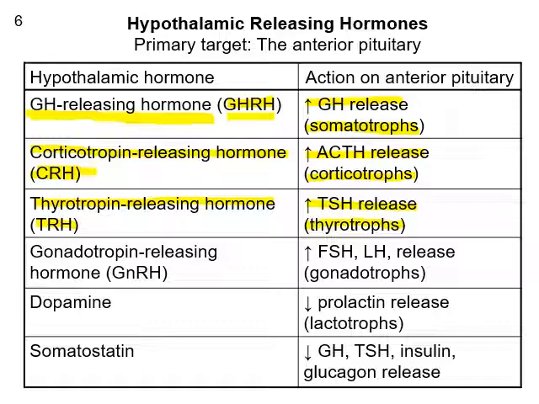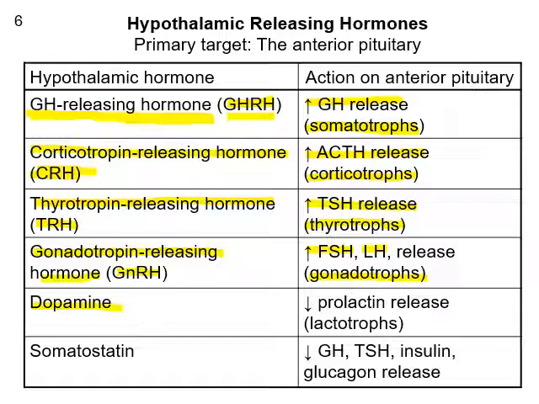Other cells of the hypothalamus release GnRH, which stands for gonadotropin releasing hormone. When GnRH activates the GnRH receptors of gonadotrophs of the anterior pituitary, it stimulates the release of two other hormones. One is called follicle-stimulating hormone, and the other is called luteinizing hormone. And these are going to be very important for male and female reproductive endocrinology.